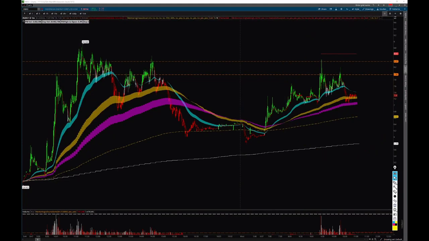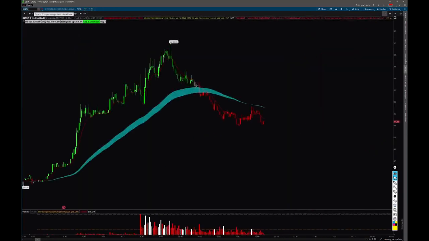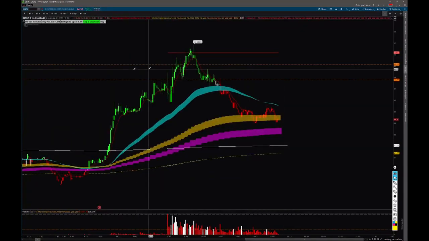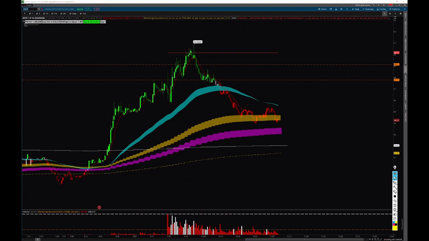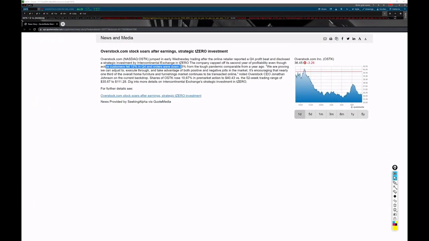The other one that we had this morning was OSTK. So we have earnings, but the earnings were not good. So now I show you how the market works, right? So let's put this over here. So they basically did this, traders. Look, the company had a strategic T0 investment. So it's a strategic collaboration, whatever. But we had something like an earnings miss. Why? Because the active customers fell 12% in the fourth quarter and the orders were down 25%.